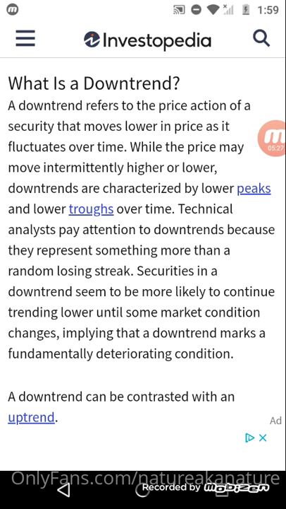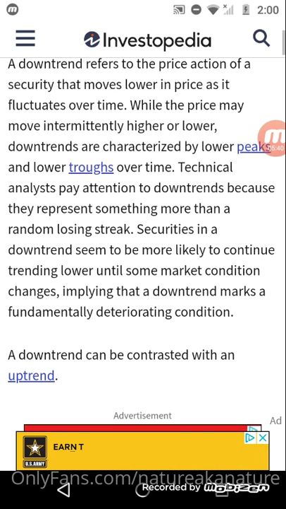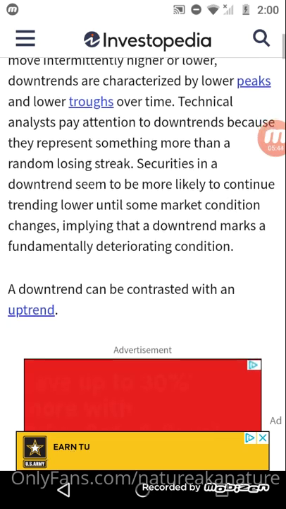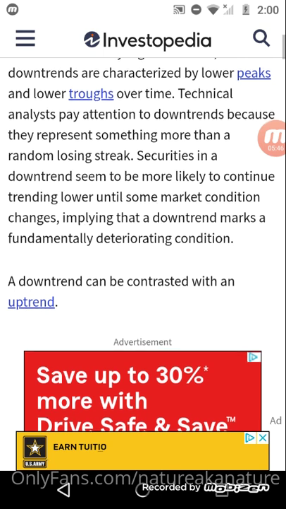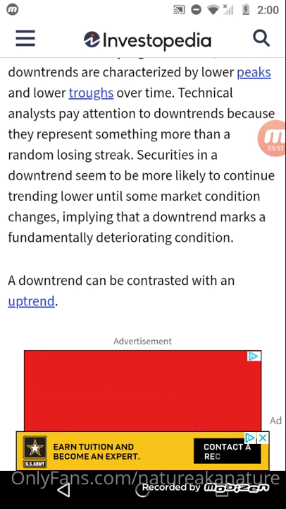People just like to trade on an uptrend. So I like to trade on both, to maximize all your money. A security in a downtrend seems more likely to continue trending lower until some market condition changes, implying that a downtrend marks fundamentally deteriorating conditions. So we trade it all the way down until we get some type of confirmation.